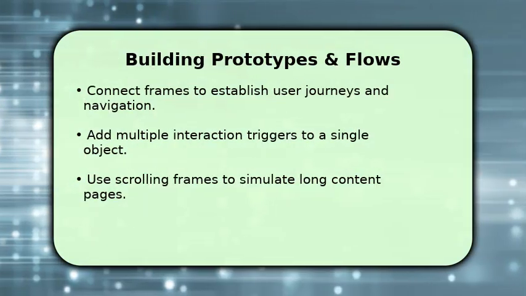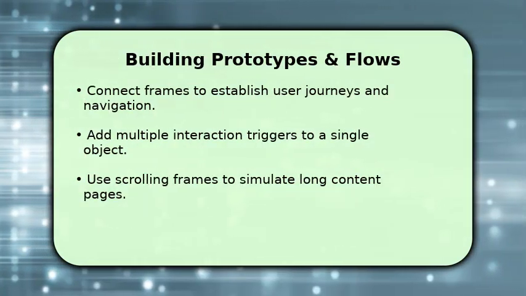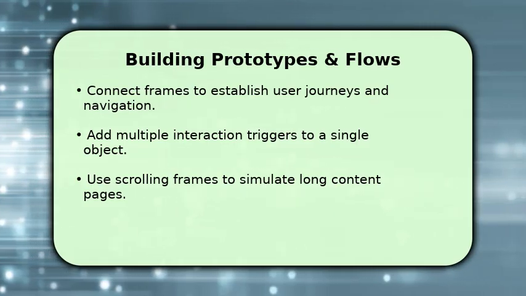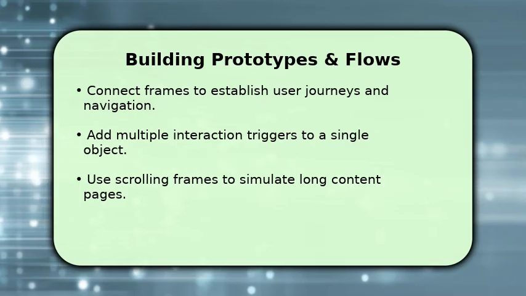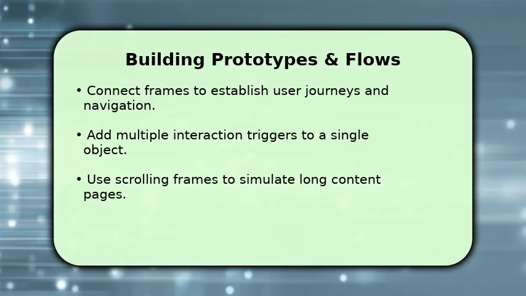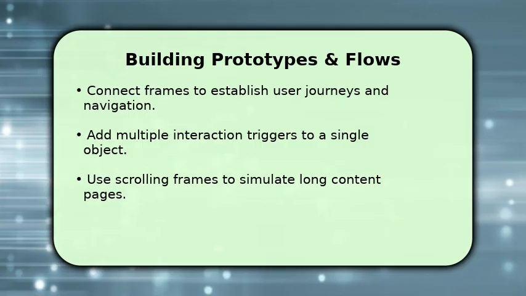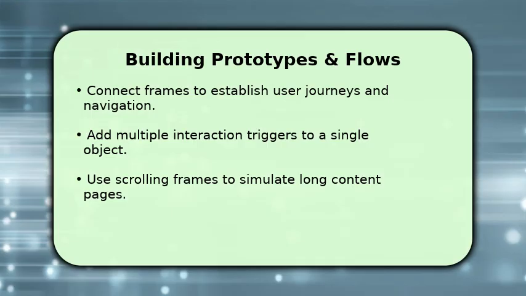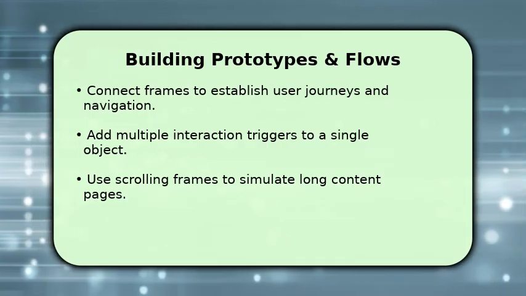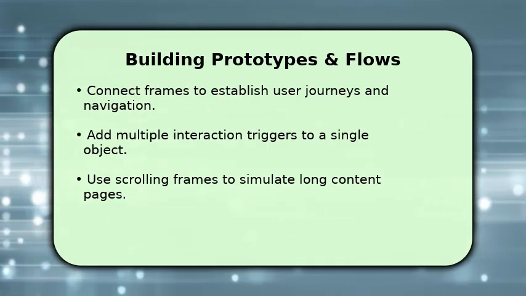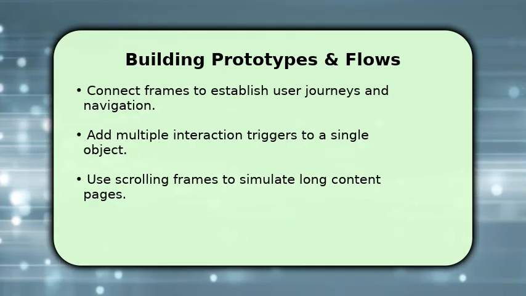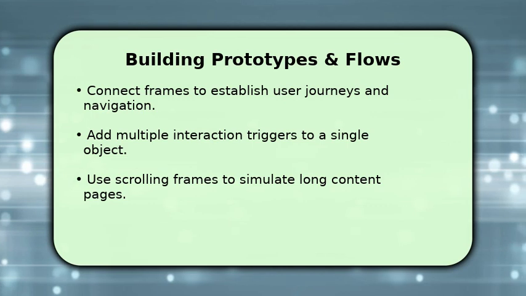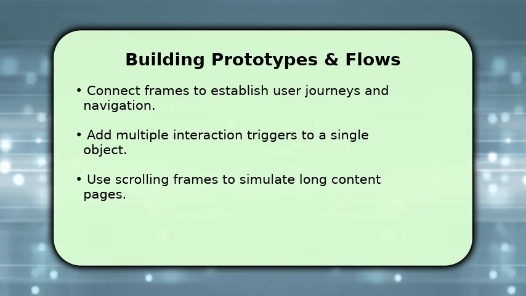Building prototypes in Figma involves connecting your design frames to simulate user flows. You can link a button on one screen to another screen, defining the interaction type, like on tap or after delay. Figma allows for complex interactions, such as multiple triggers on a single element. Scrolling frames are essential for showcasing long content, giving a realistic feel to your designs. Keeping your prototype flows organized is key for effective testing and presentation.